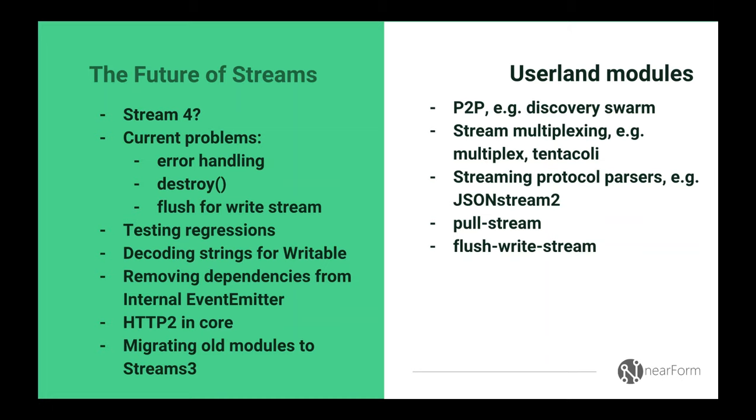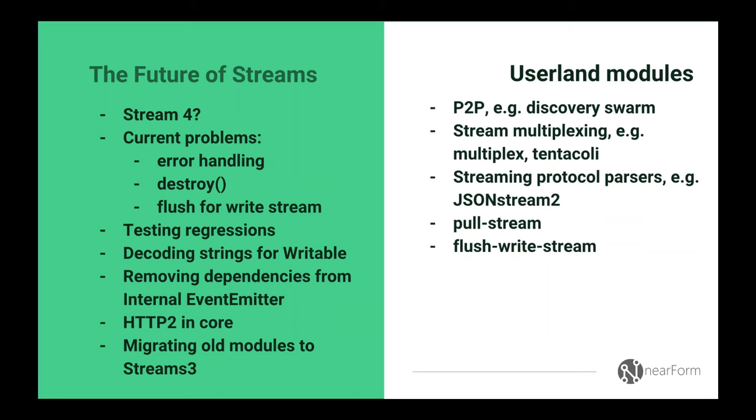First of all, is error handling. The fact that in order to properly pipe streams and avoid memory leaks in a proper way, you need to rely on a userland module is not really something we want. So we will probably tackle that problem at some point. Also, there is a destroy issue, which some part of core has, not all core has it. Some userland modules have it. It's definitely not standard. What does it do? We don't know. So we want to standardize the destroy. And we want to also probably add flush to write stream.